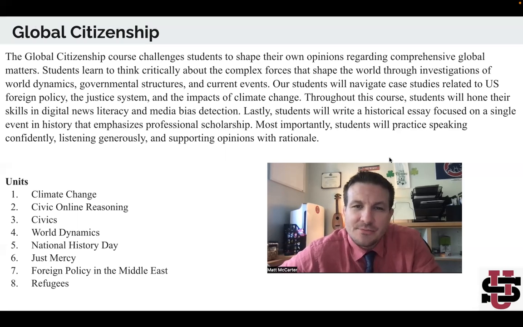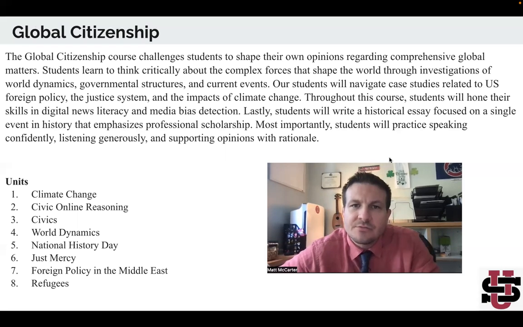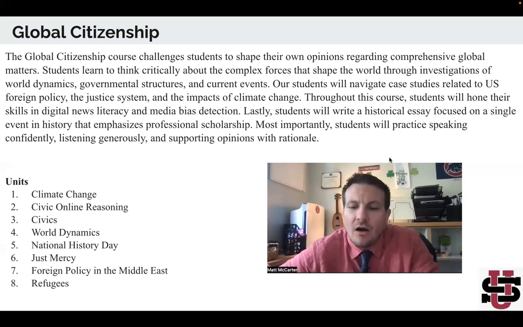Unit 6 is Just Mercy. It's a focus on the justice system and understanding the goods and bads of the United States justice system. We read a little bit of Bryan Stevenson's Just Mercy, which focuses on Walter McMillian, who was wrongly convicted of murder in Alabama and was put on death row for quite some time until he eventually got that overturned.